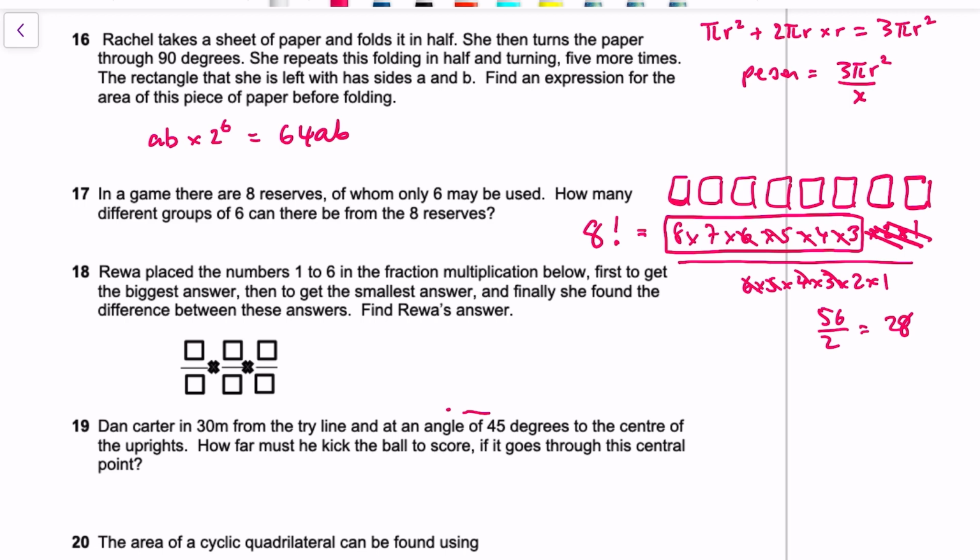Okay, replace the numbers 1 to 6 in the fraction multiplication below. First to get the biggest answer, then to get the smallest answer. And finally, she found the difference between them. Find Reba's answer.